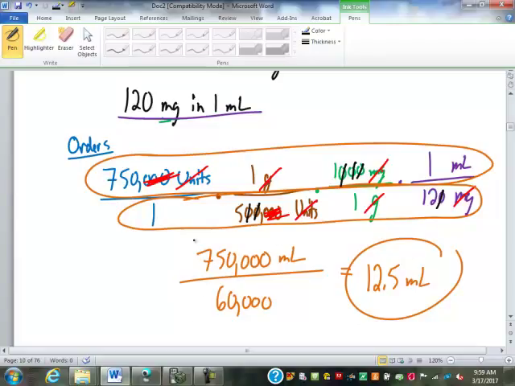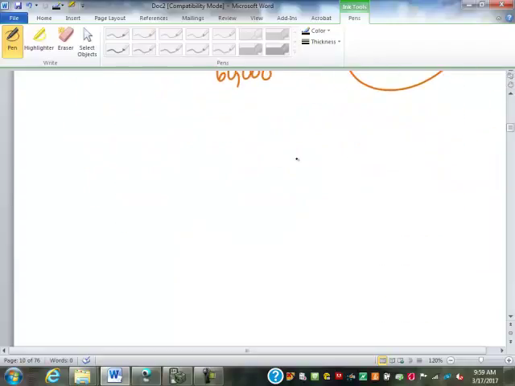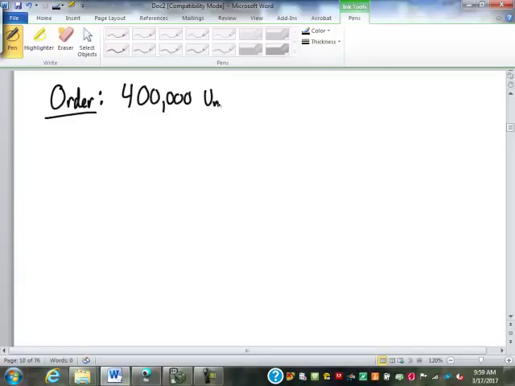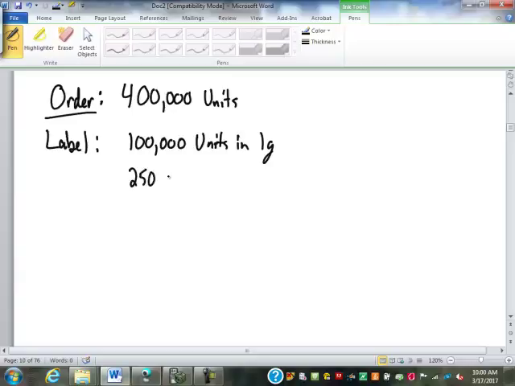Let's do another example, one of these more complex examples with the dimensional analysis. So let's say the doctor orders 400,000 units to be administered to the patient. Our label, 100,000 units in 1 gram and 250 milligrams in 40 milliliters.